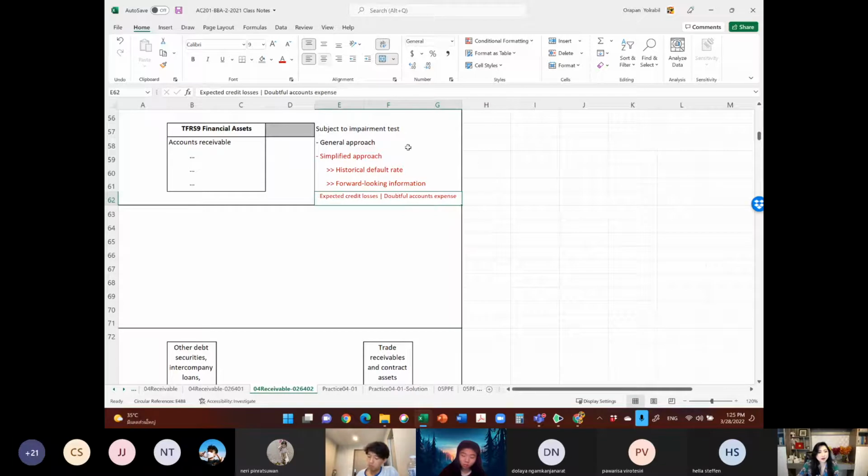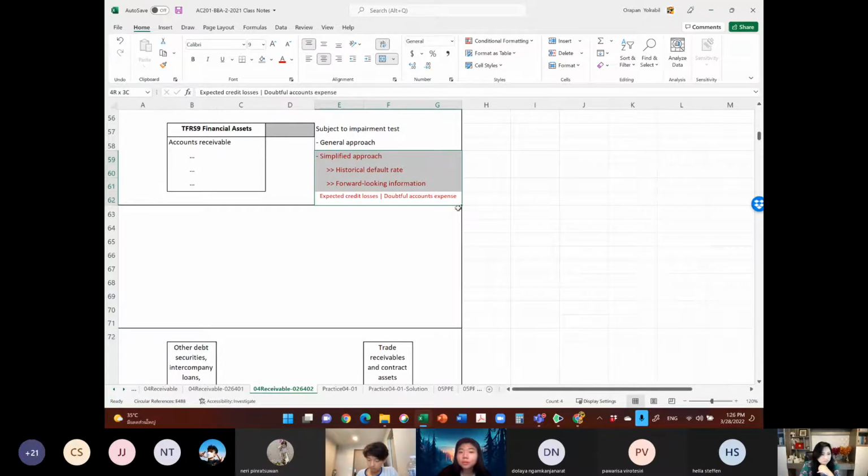So from this simplified approach, you use the historical default rate, you use the forward-looking information, and then you estimate the expected credit loss. In other words, you can call this doubtful account expense. They are just the same thing, two different terms that you can use interchangeably.